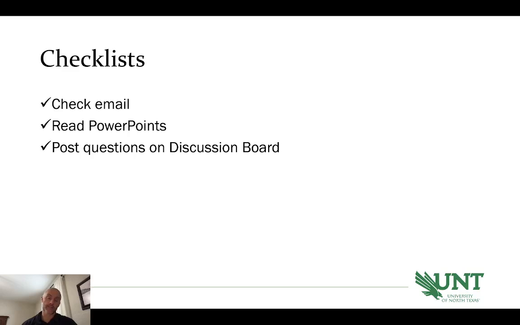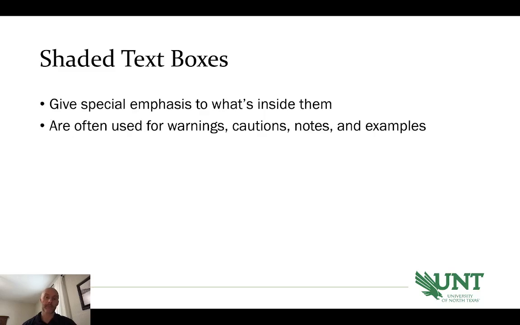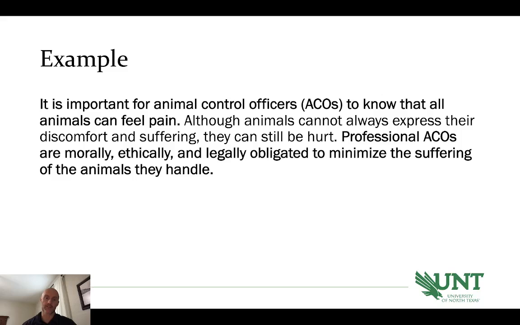Checklists are another good option. They function just like bullet lists, but they kind of help encourage your reader to envision accomplishing different tasks. Shaded text boxes are one of my favorite ways to display information that you really need a reader to notice. So especially useful for warnings, cautions, notes, examples, and so on.